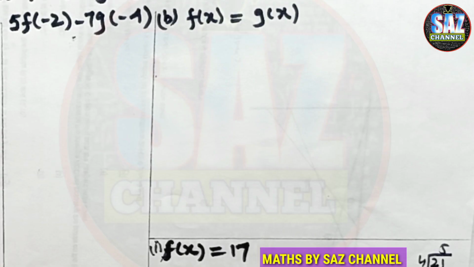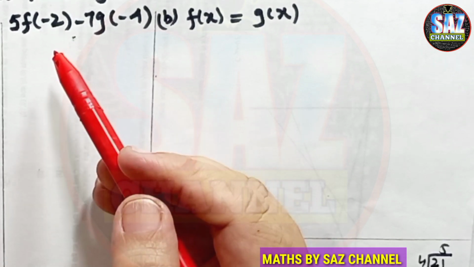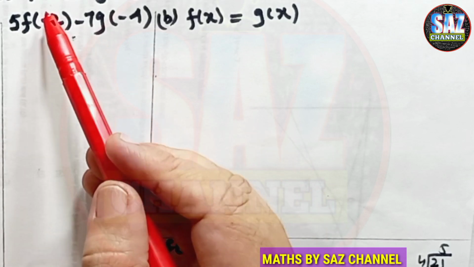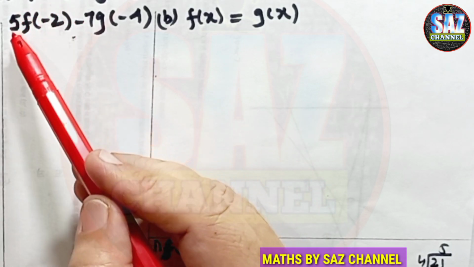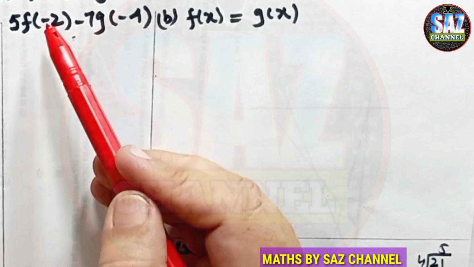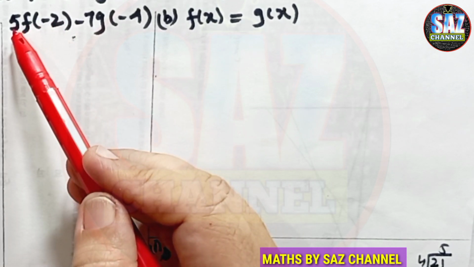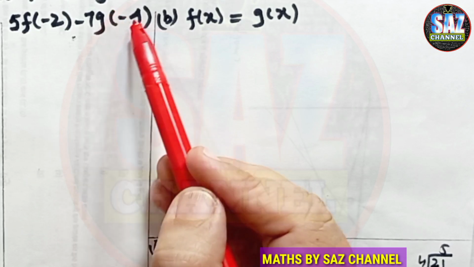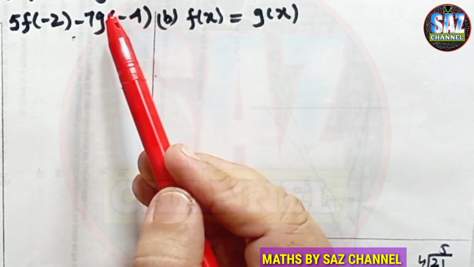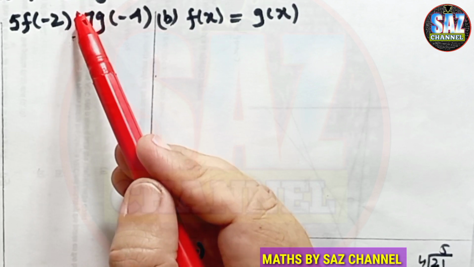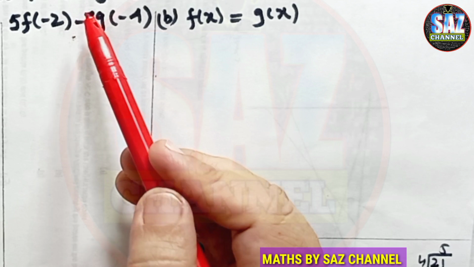And the next part of the question is 5f of minus 2 minus 7g of minus 4. Again, first of all, we have to evaluate the function f at minus 2, and then whatever answer comes, we have to multiply that by 5, and then we have to evaluate the function g at minus 4, and whatever the answer comes, we have to multiply it by 7, and finally we have to subtract those answers.